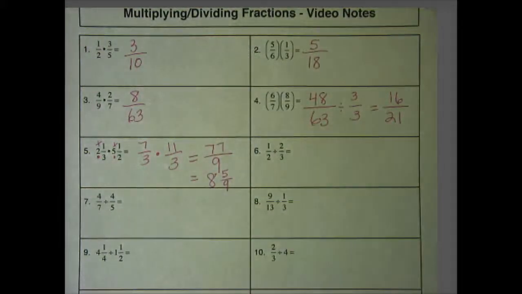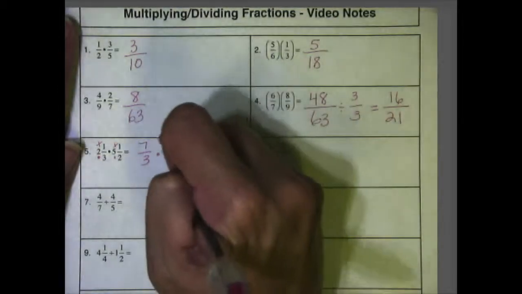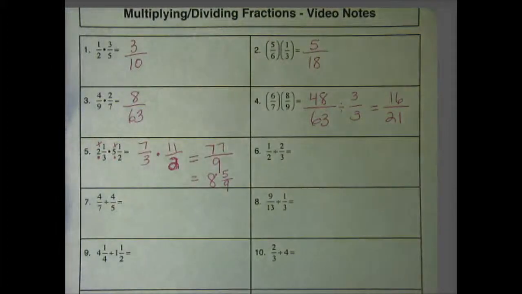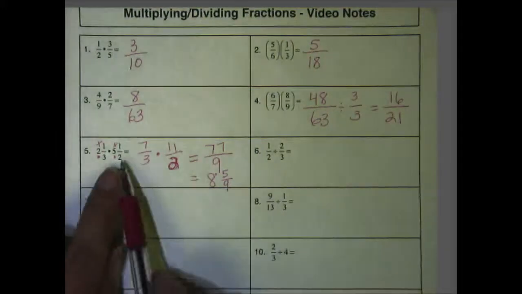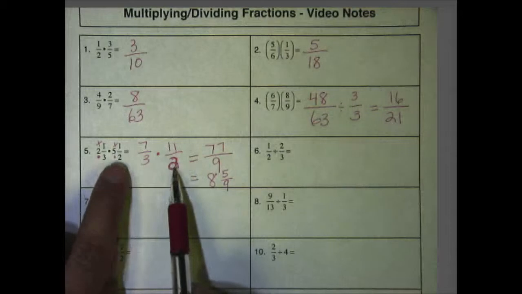Hopefully you caught my error. When you multiply, the denominator stays the same. I saw my error as I was looking. I'm thinking there's no way that can be 8 and 5/9. Now you may not be up to that point just yet, but hopefully you'll be more careful when you're doing your fractions. So remember, 2 times 5 is 10 plus 1 is 11 over 2, not over 3.